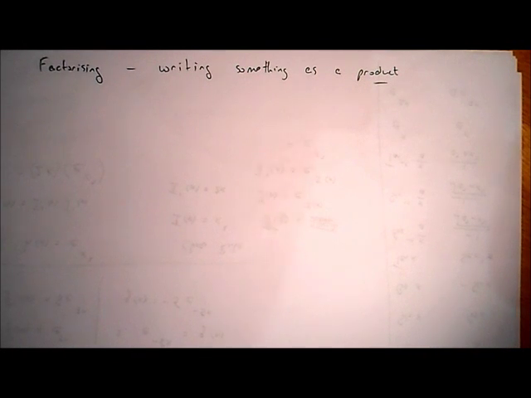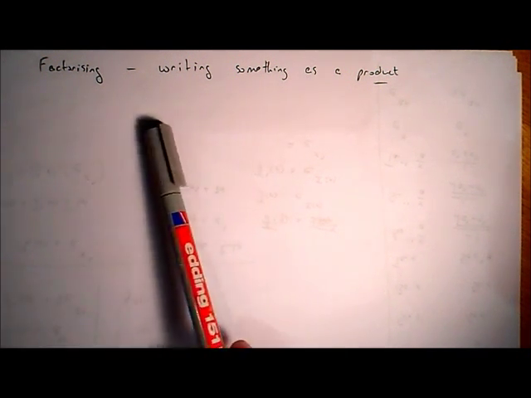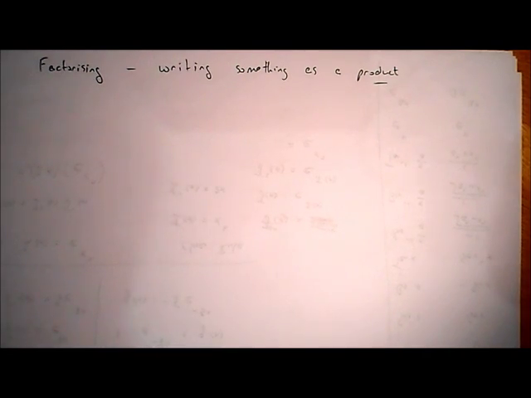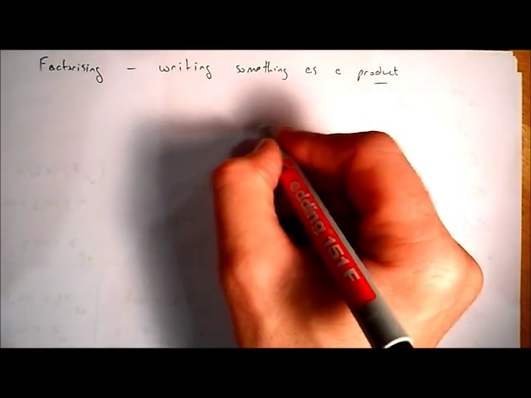Okay, then in the last video we looked at what we meant by a factor. So in this video we're going to have a look at factorizing, what we mean by factorizing. So factorizing just means writing something as a product. So let's first of all have a look at these expressions.